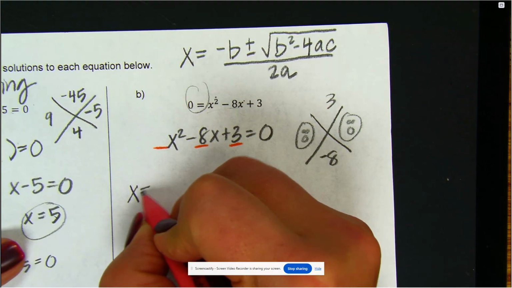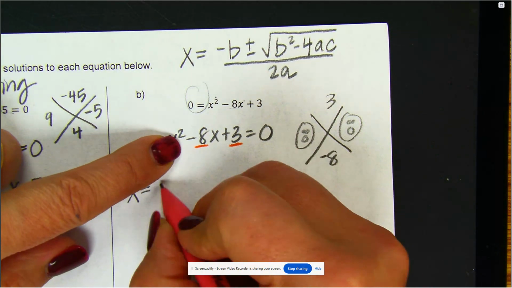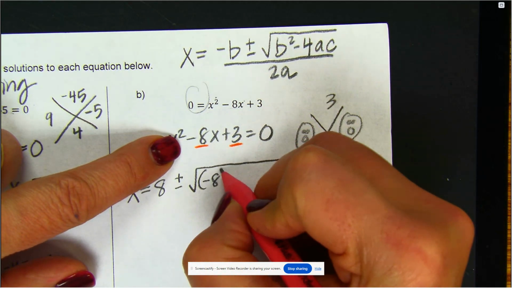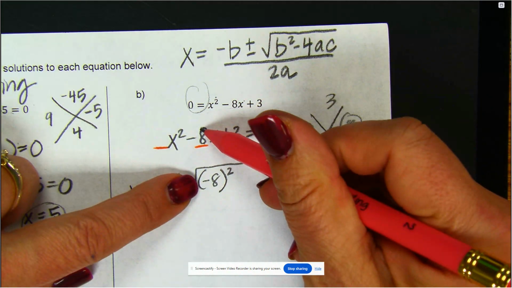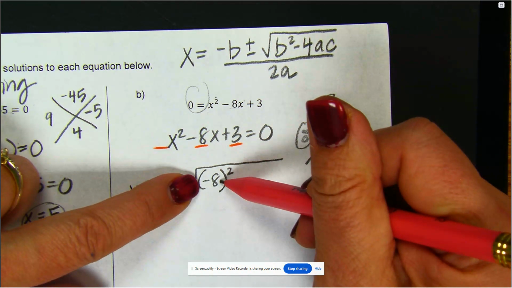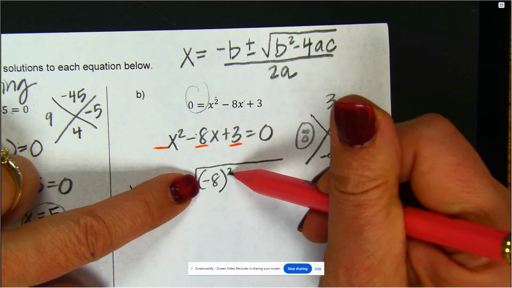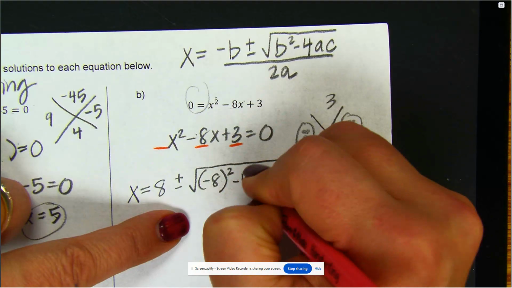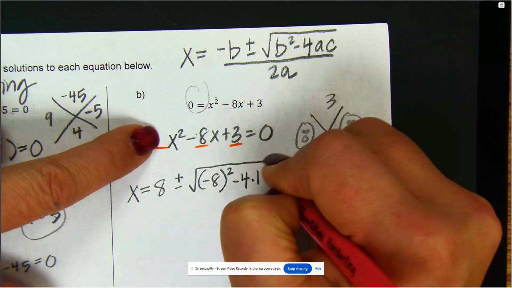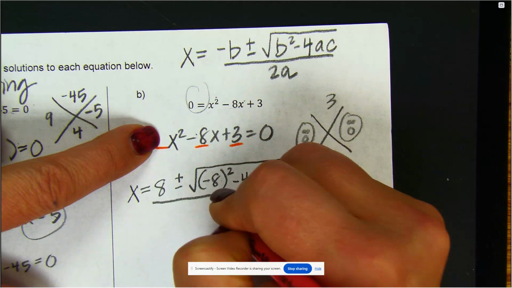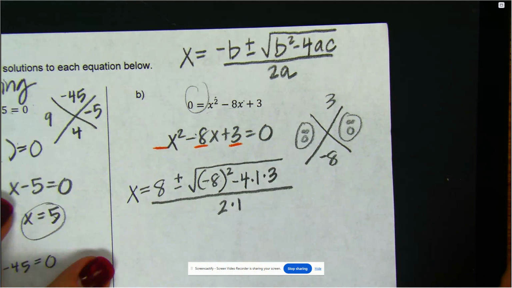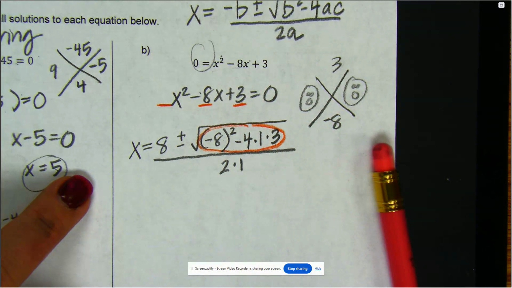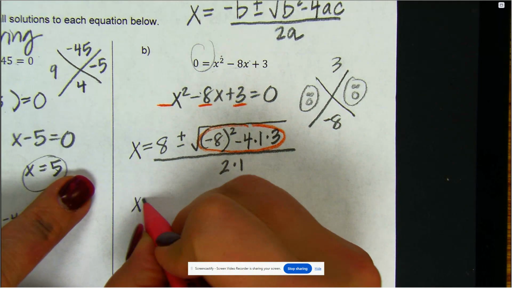So we have x equals the negative of b, so that'd be positive 8, plus or minus b squared. If this is negative, please be careful. When you square it, you're going to get a positive. But if you're going to type this into your calculator, make sure you put it in parentheses. Minus 4 times, a is 1 and c is 3, all over 2a. Okay? Personal advice, if you're going to use a calculator, type just this in under the radical. Don't type the radical in.